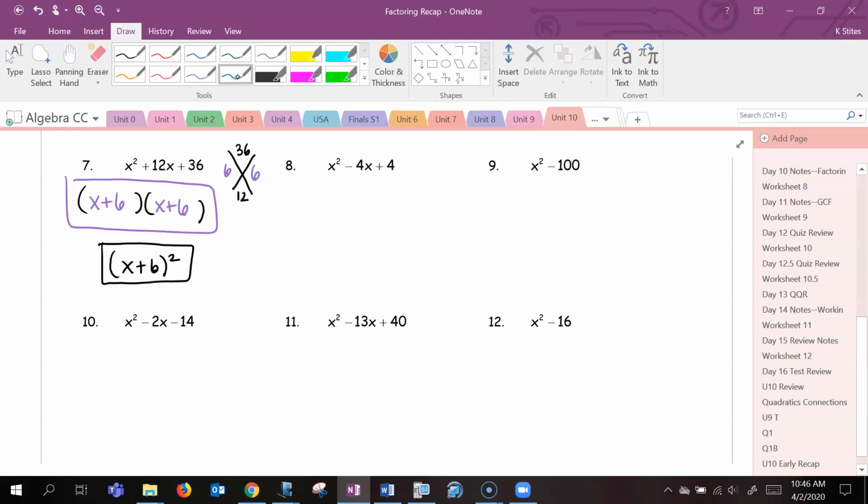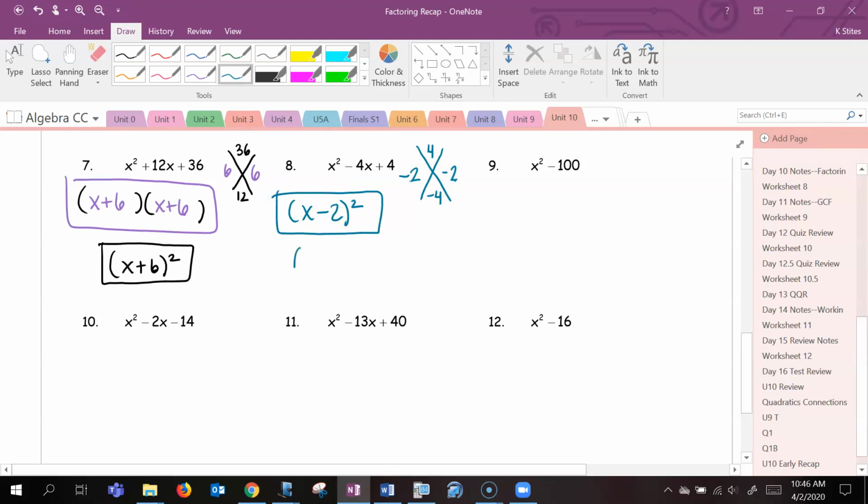All right, let's try another one. Multiplies to 4. It's always the last one that you're multiplying to. Adds to negative 4. All right, this is kind of weird since they're both the same number. Multiplies to 4, adds to negative 4. So that is going to be 2 and 2, but they're both going to be negatives. So if you want, you can go straight to this. We can do that because they're both negative 2's. Or if you want to keep it like this, x minus 2, x minus 2, that's fine as well.